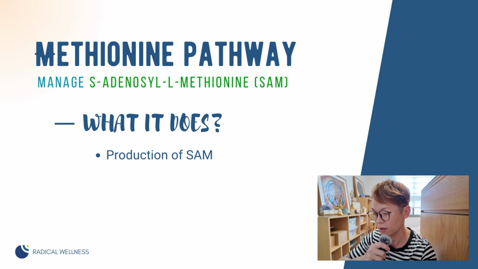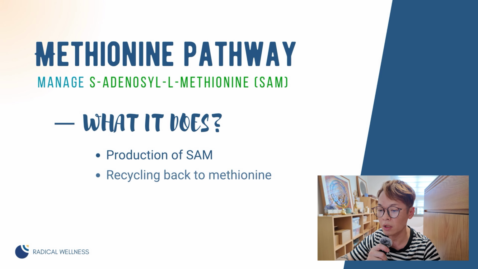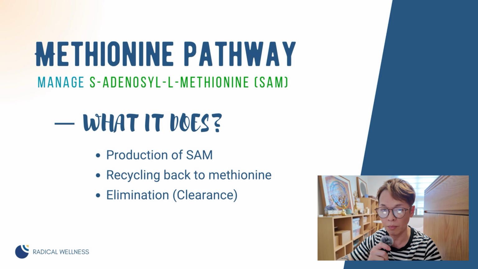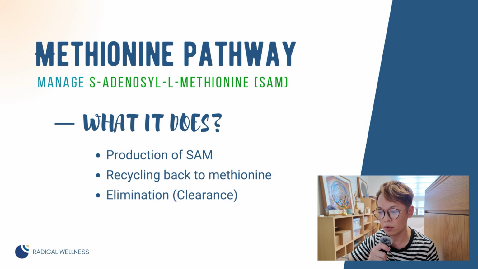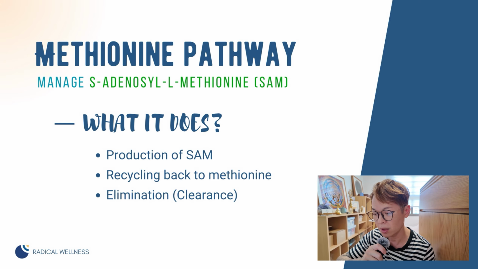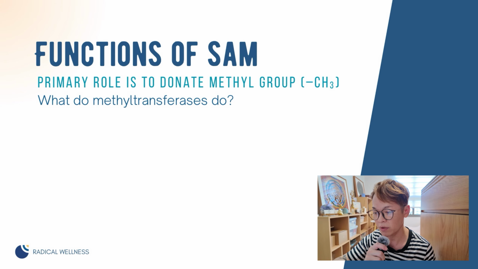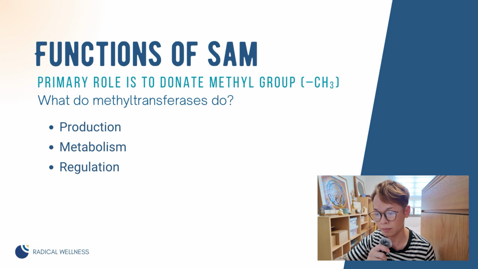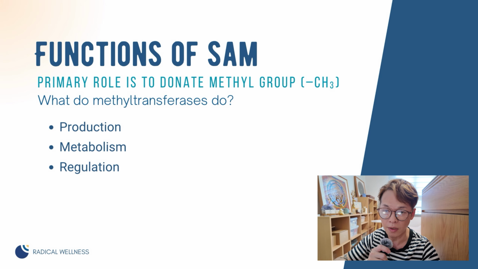To keep this cycle spinning, the methionine pathway has the option to either keep recycling homocysteine back to methionine, or proceed into another pathway for the production of our antioxidant glutathione, which is also another way for elimination or clearance. Where it heads depends on various factors. The three major areas of methyltransferase enzymes are production, metabolism, and regulation. I will go over those enzymes which are very crucial to our day-to-day activities.